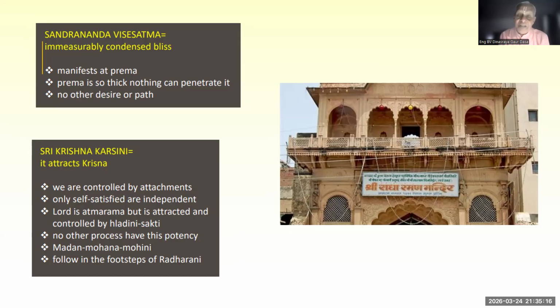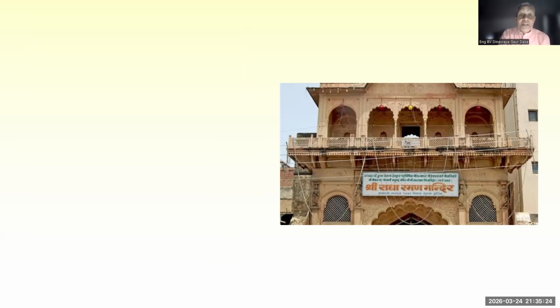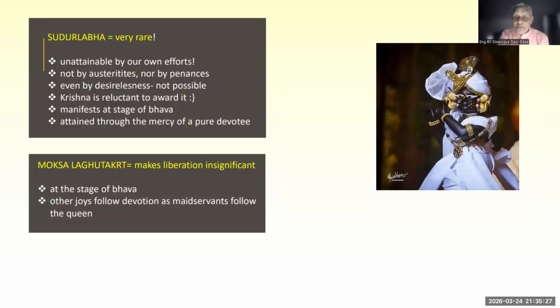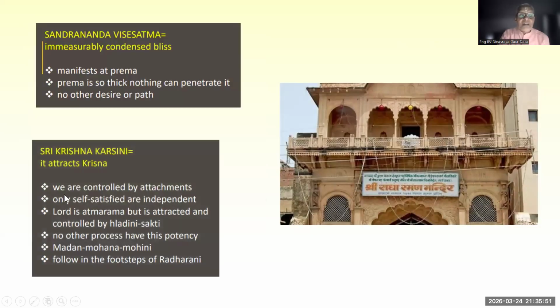Thousands of cupids cannot attract Krishna, but Krishna is Madan Mohan Mohini. Krishna is attracted by Radha Rani. You can just imagine. In the Radha Raman temple, as I just mentioned, there is no statue of Radha Rani. Radha Raman means Radha is inside Lord Krishna. Symbolically, jewels and ornaments are kept on a silver plate, and that is considered the presence of Radha Rani in the Radha Raman temple. So this is Sri Krishna Akarshani.